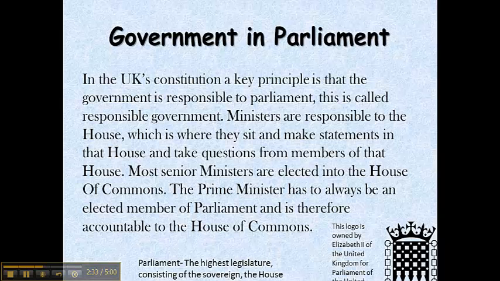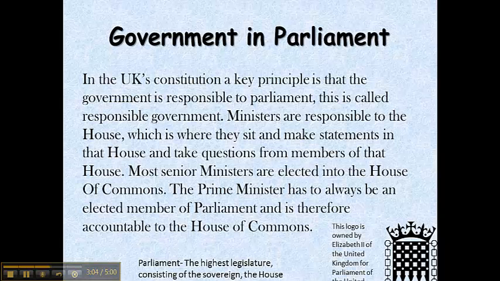So here we go. In the UK's constitution, a key principle is that the government is responsible to Parliament. This is called responsible government. Ministers are responsible to the House, which is where they sit and make statements in that House and take questions from members of that House. Most senior ministers are elected into the House of Commons. The Prime Minister has to always be an elected member of Parliament and is therefore accountable to the House of Commons. So the Prime Minister has a really big job.